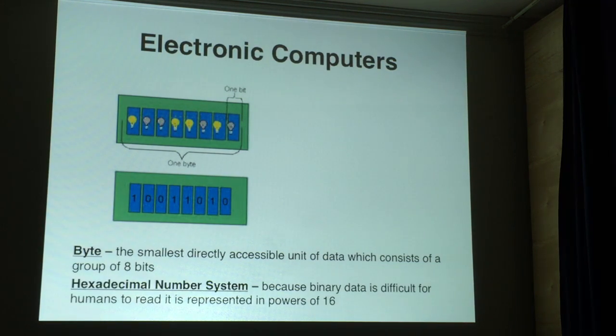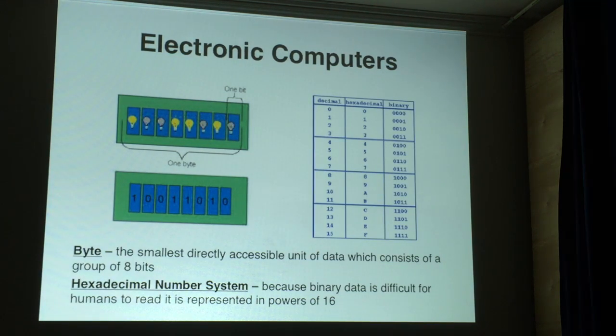Now, in order for us to read it, we have to use something else called the hexadecimal system. The purpose of the hexadecimal system is to allow humans to read the data, because binary data is virtually impossible for humans to read. And it looks like this. What you have on the left is the decimal system. On the far right is the binary equivalent of those decimal numbers. And in the middle would be the hexadecimal equivalent of those numbers.